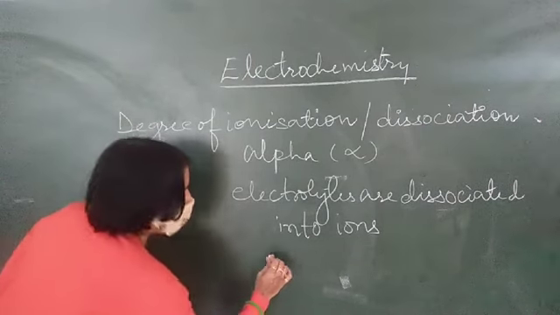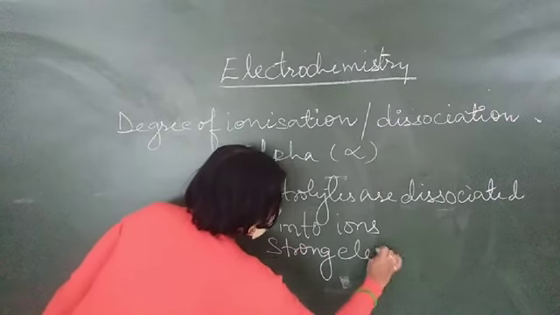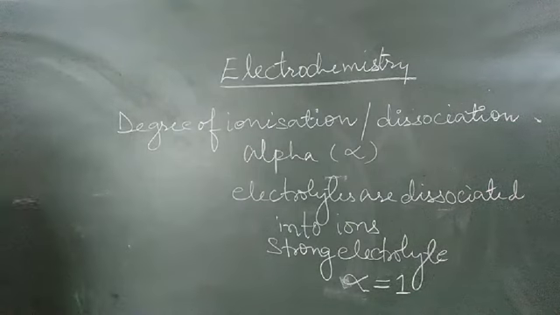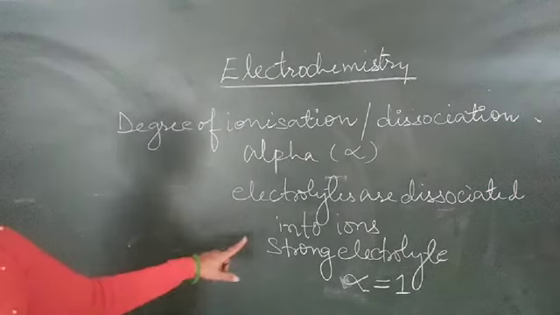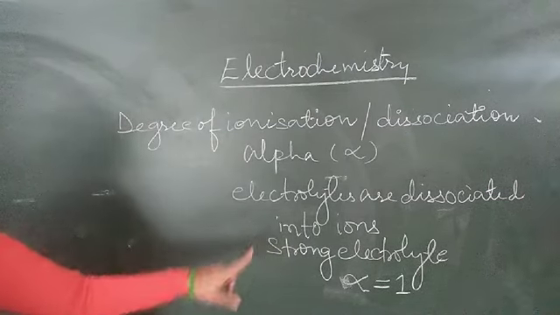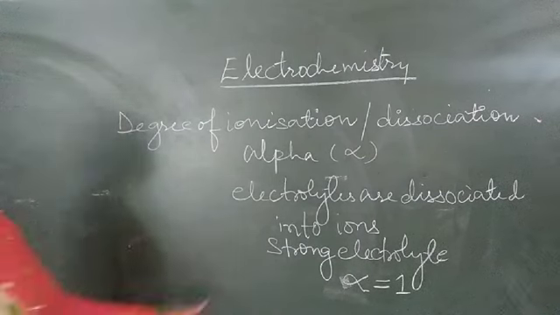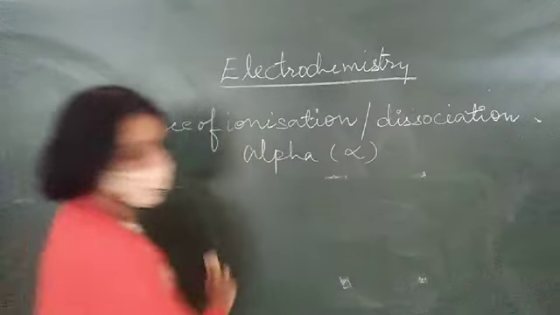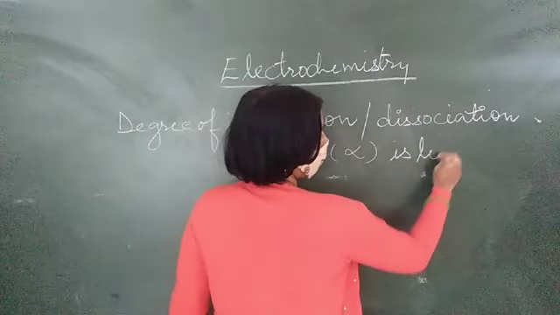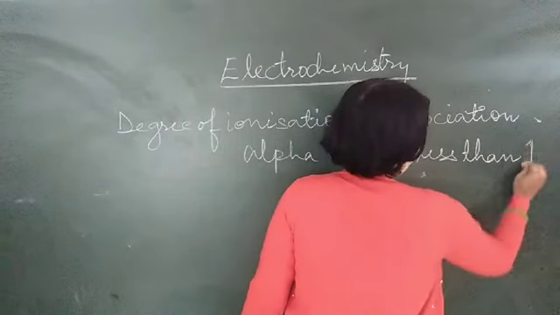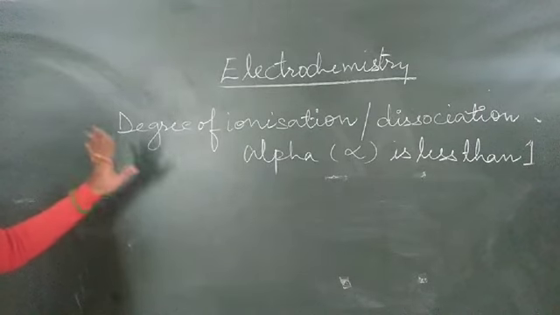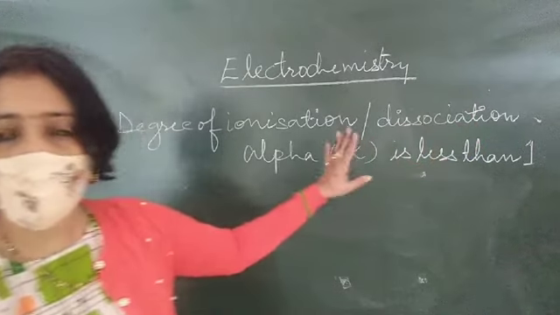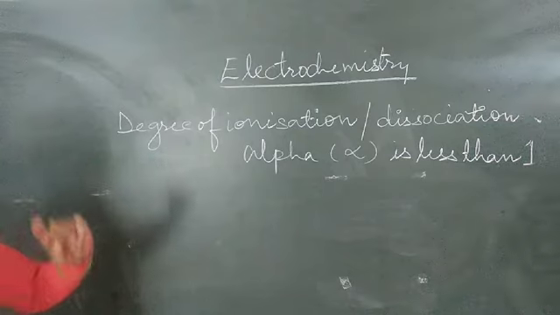Okay? So for strong electrolyte, the alpha is almost equal to 1. Note it down. Whereas for weak electrolyte, the alpha, the degree of ionization, is less than 1, because we know very well the strong electrolytes completely ionize, whereas the weak electrolytes ionize to a small extent. They are not completely ionized.